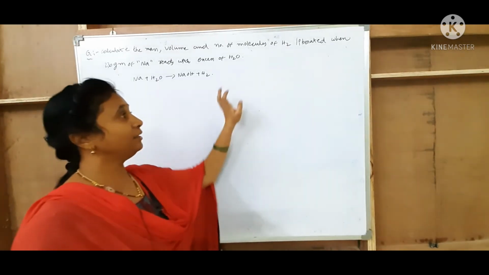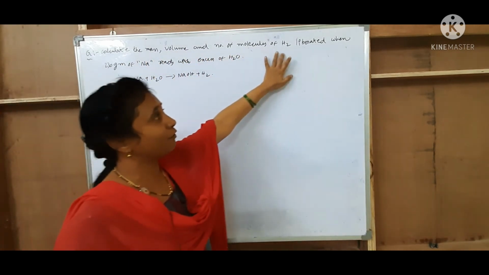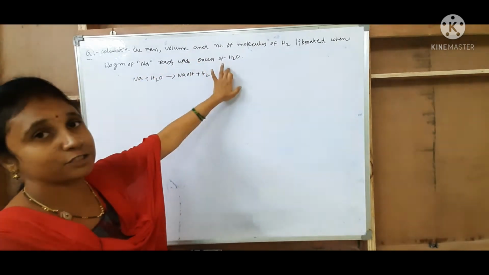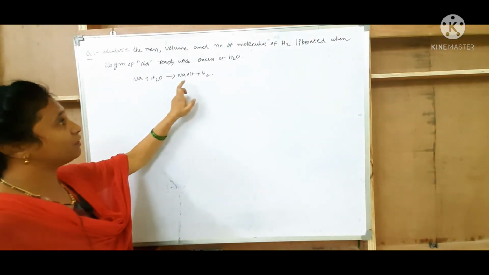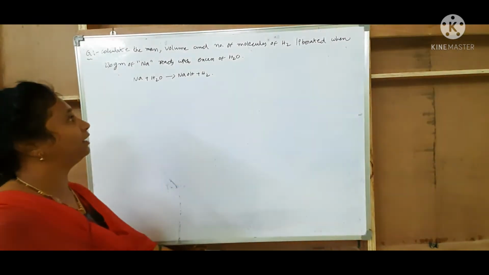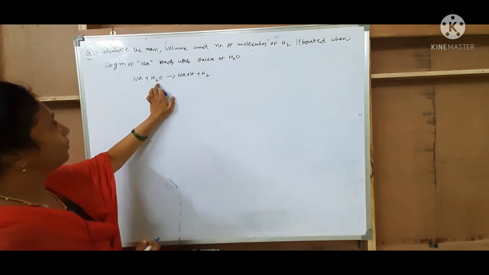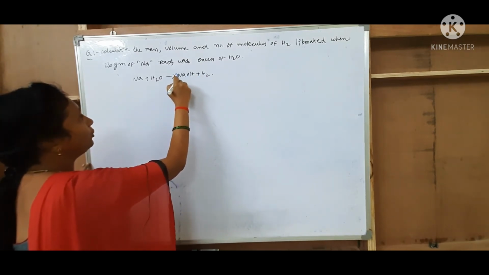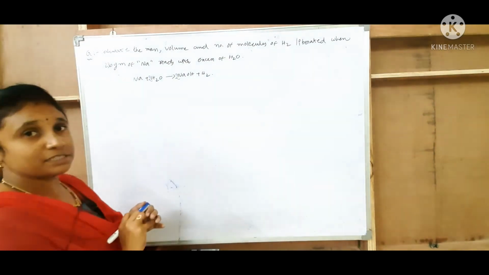Here is another question. Calculate the mass, volume and number of molecules of hydrogen liberated when 230 grams of sodium reacts with excess of H2O. The equation is Na plus H2O gives NaOH plus H2. First of all, you have to check whether the given equation is balanced or not. The left side Na is 1, right side Na is 1; left side hydrogen is 2 times, the right side hydrogen is 3 times. I am taking 2 here, I am taking 2 here. The given equation is balanced here.